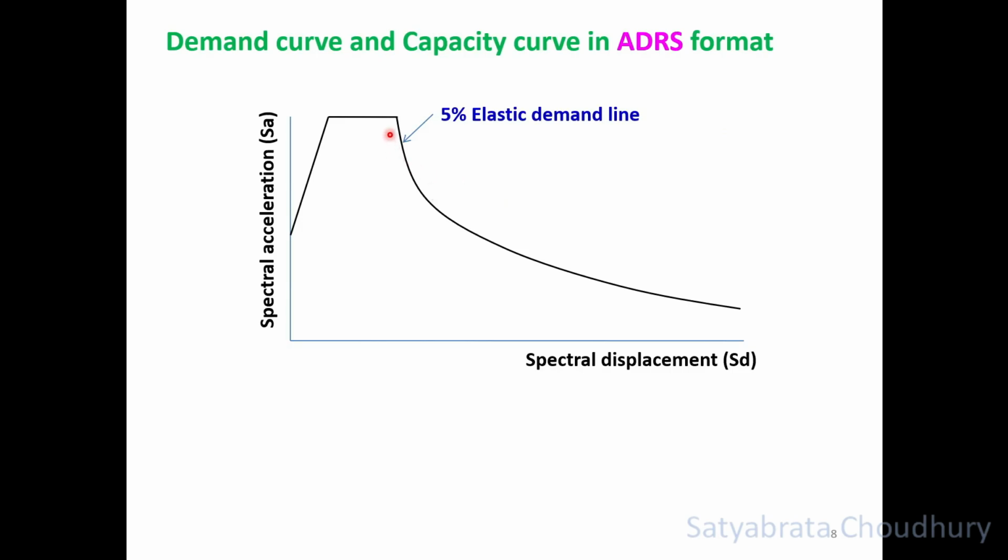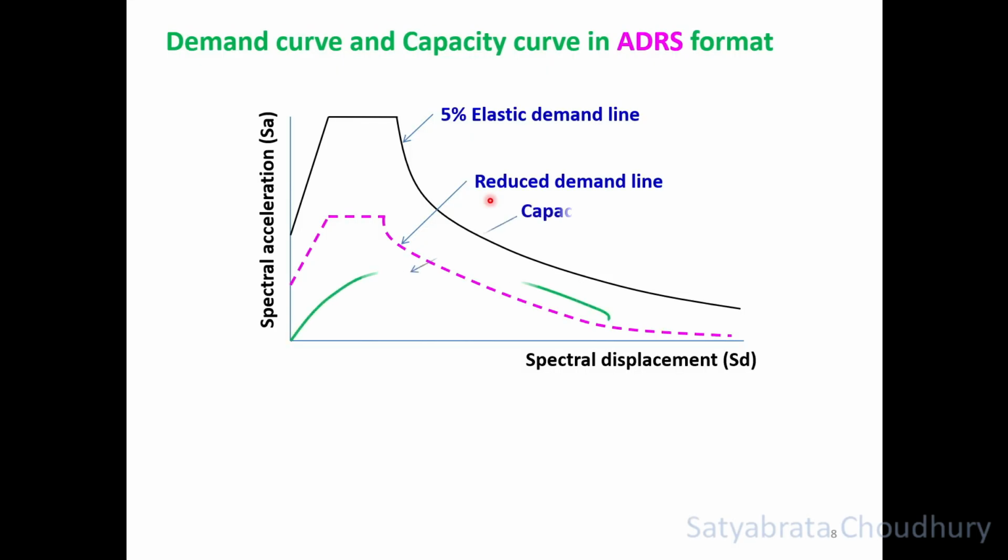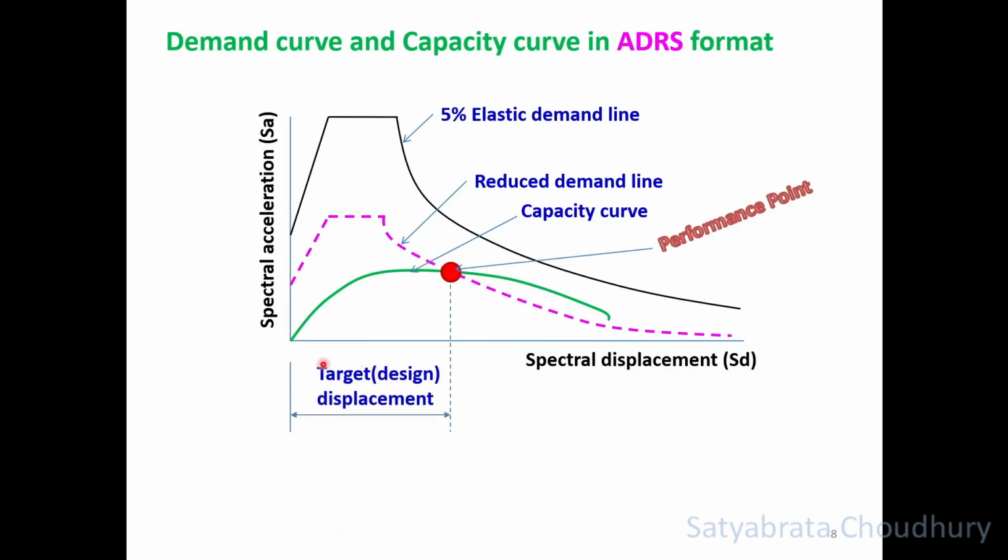Let us further see, this is the initial 5% elastic demand line given in the code, and we have taken it between SD and SA. This is reduced demand. The demand reduced, we discussed earlier, due to the damage, the demand on the system will be reduced. And we have drawn the capacity curve on the same plot between SD and SA. So this point where they are meeting is the performance point. And the displacement from the origin up to the performance point is called the target displacement or design displacement, which we shall be using again and again in our design of structures in coming videos.